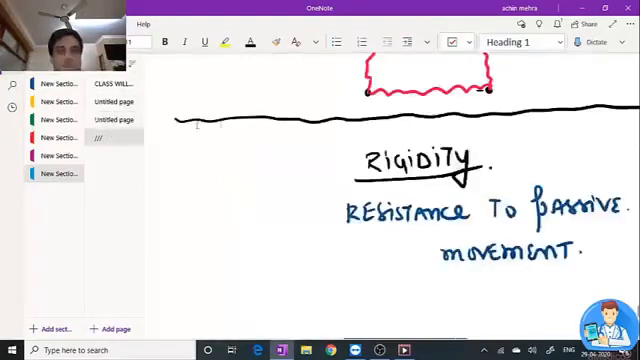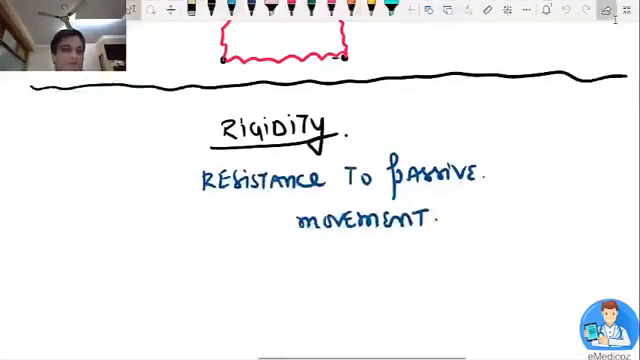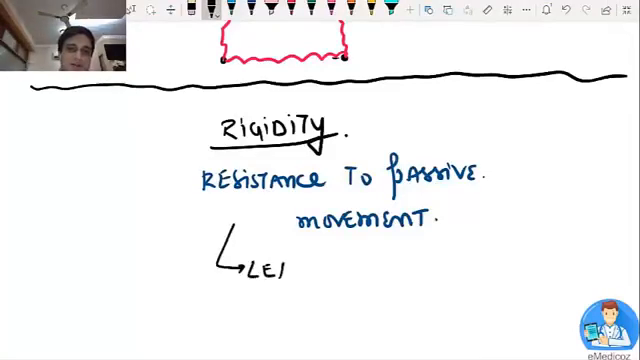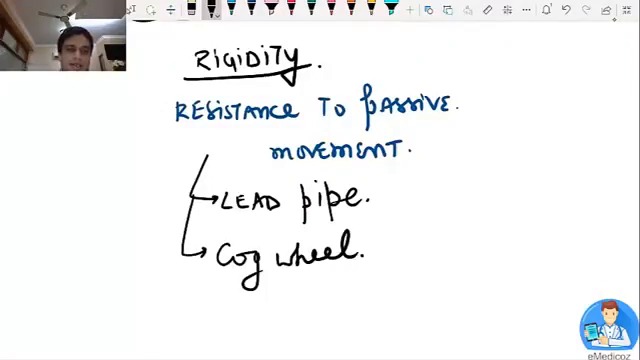Okay, so that's simple, easy. But what all conditions do we come across with all these kinds of rigidity? Let's write them down now. No, there's no fugax, don't worry, I'm just changing the screens, that's why it's happening. When I ask you guys some question, you don't answer and type them. If you see a black screen, you start typing. Lead pipe, cogwheel, and the last one is the clasp knife rigidity.